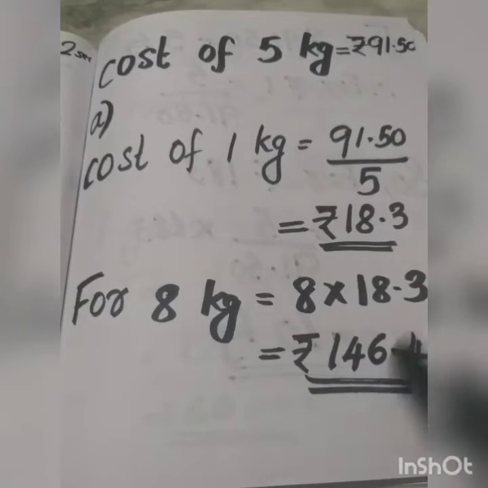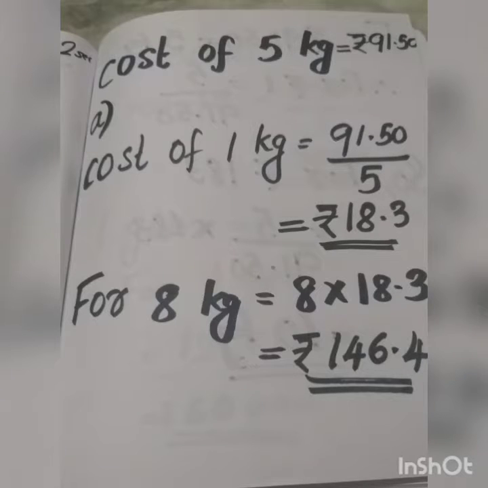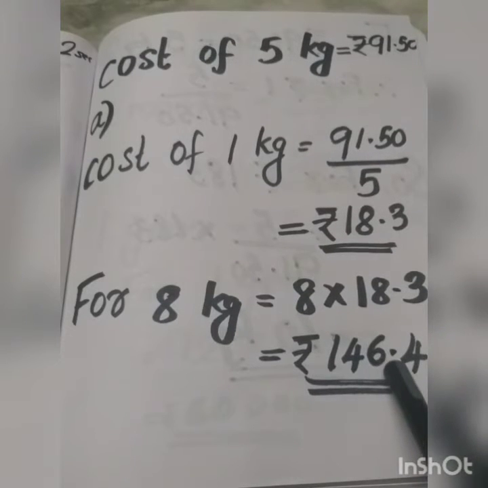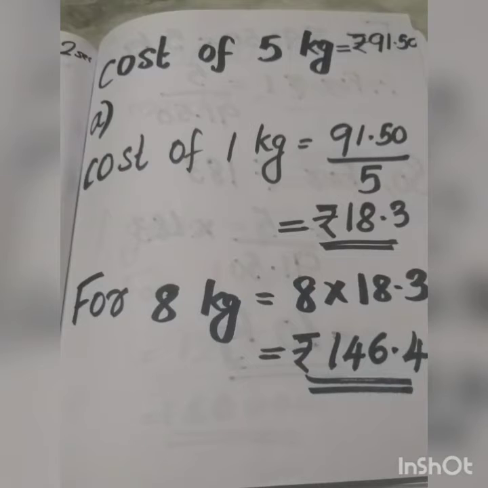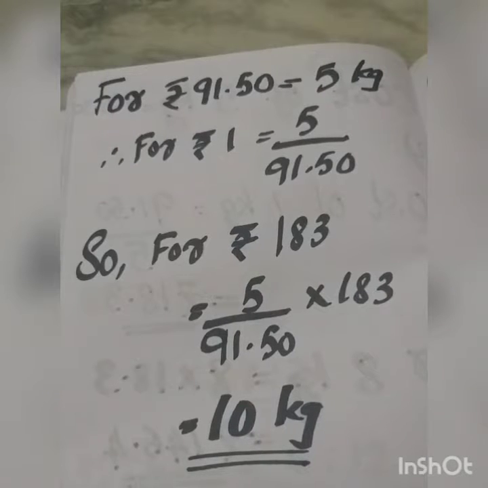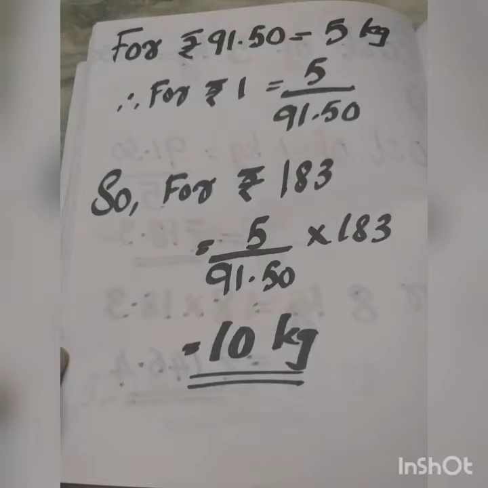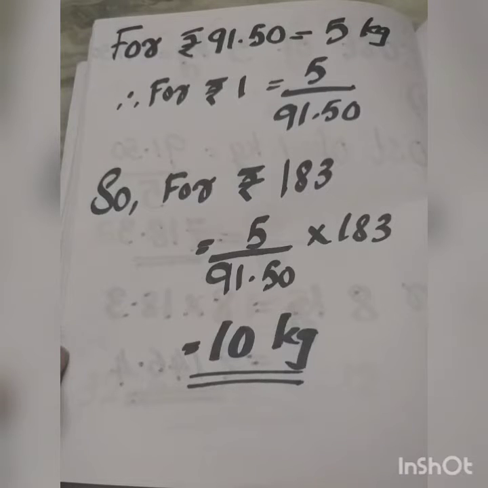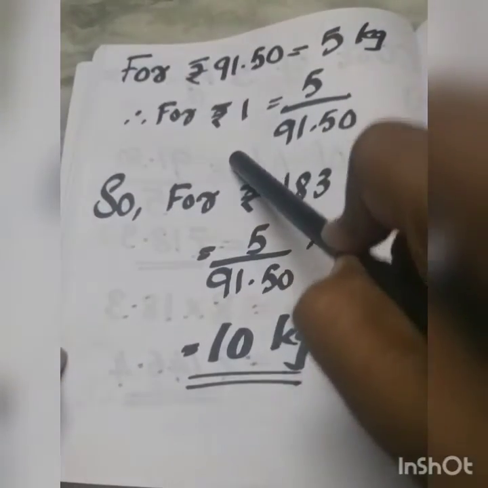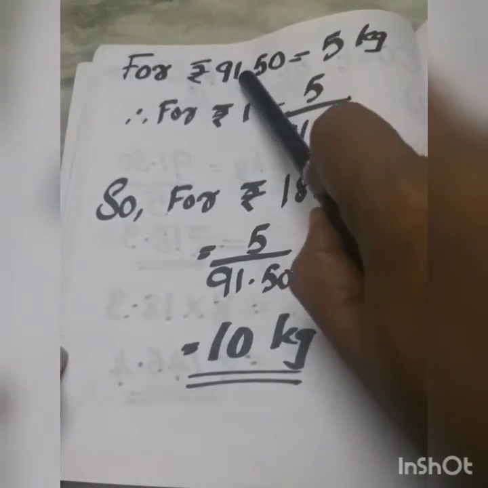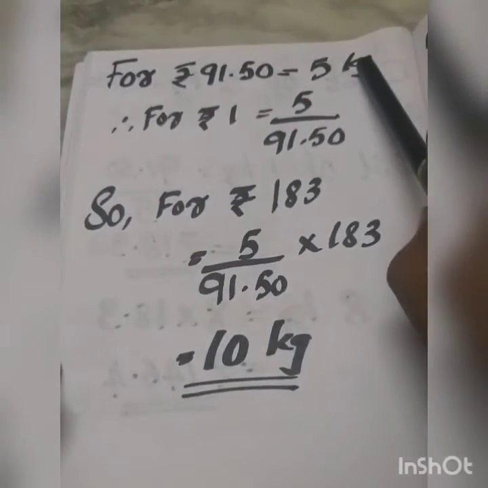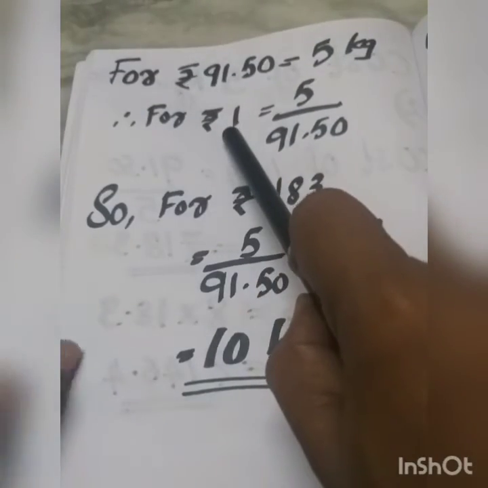So, the first question, what is the cost of 8 kg of wheat? It is rupees 146.4. Now, the second part. In the second part, they are asking for the weight. That means for this much rupees, 183 rupees, how much quantity of wheat are we getting. So there we are applying the unitary method for cost. That means for 91 rupees 50 paisa we are getting 5 kg, isn't it? So for rupees 1 how much are we getting?